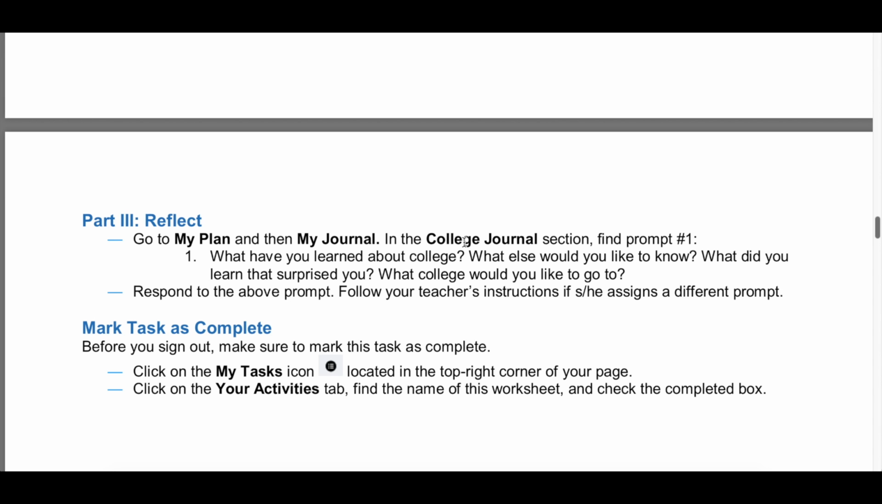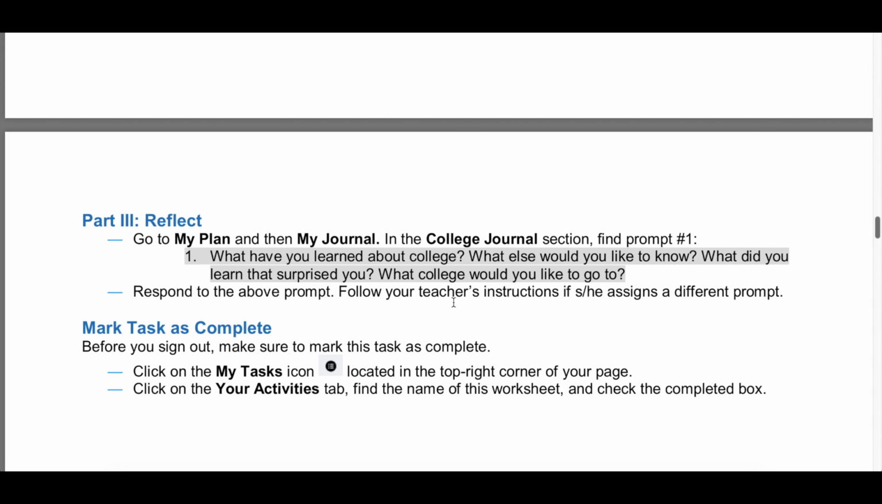When they go on there, they go under my journal, college journal, and then they scroll down to the first prompt, and it says, "What have you learned about college? What else would you like to know? And what did you learn that surprised you? And finally, what college would you like to go to?" There's going to be two different options: add journal and add response. We just want to make sure that they're clicking on the right one, and that's going to be the one right under the question. It should be response. So anyway, that's pretty much it.